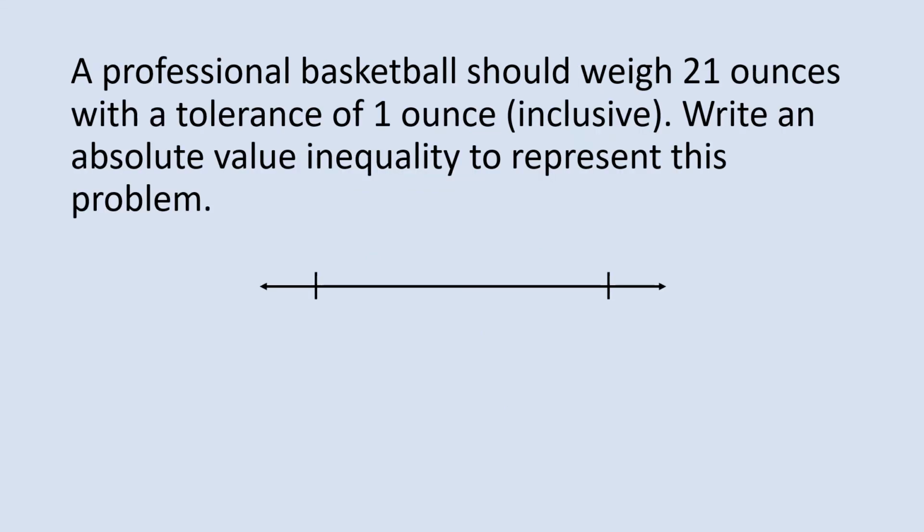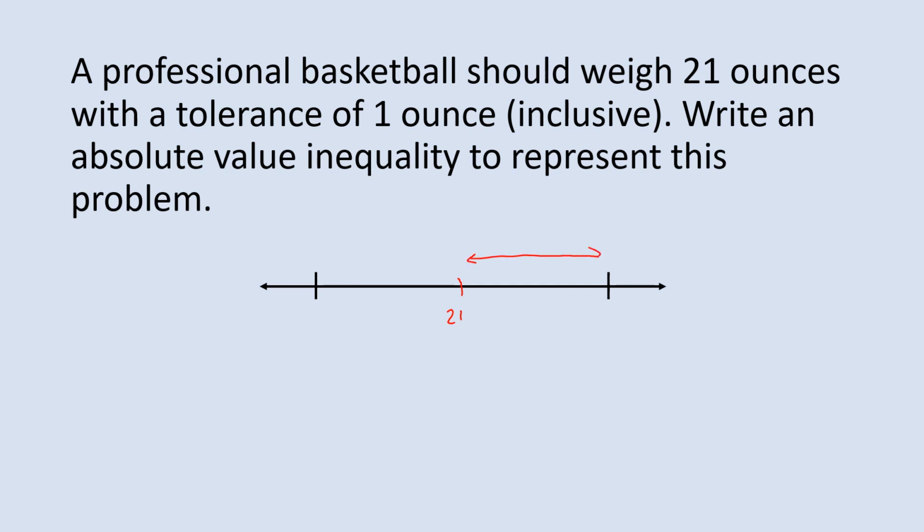As a final example, let's apply it to a word problem. A professional basketball should weigh 21 ounces with a tolerance of 1 ounce, inclusive. Write an absolute value inequality to represent this problem. So let's start off by drawing out what this problem says. We want the basketball to weigh 21 ounces, but we're saying it's okay for it to have a tolerance of 1 ounce. So it's okay if it weighs within 1 ounce of 21 ounces.